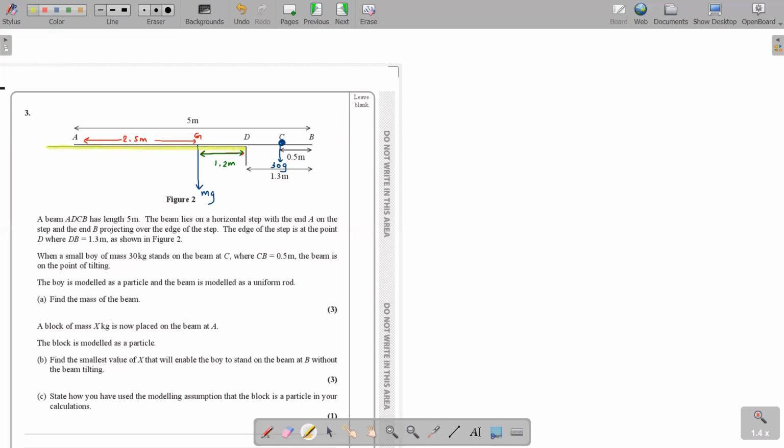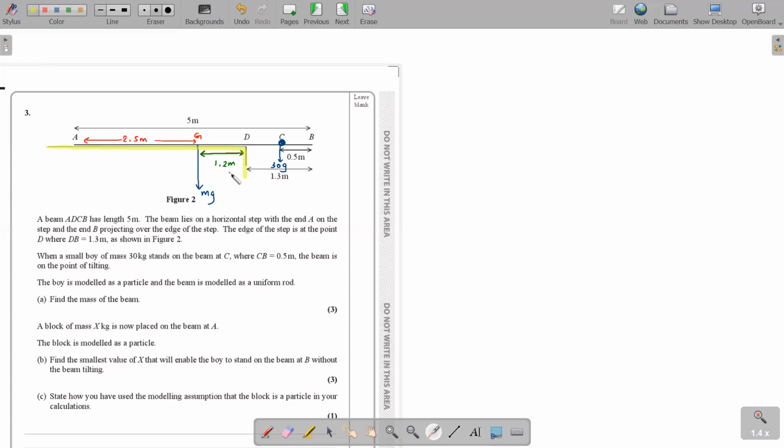So this is the step. Do you see that when this person stands over here, the tilting has to happen around where? It has to happen around D. Right? The tilting has to happen because of this boy's weight. The plank is trying to go down, and that means the other part of the plank tries to go up. Because of the step here, this part of the plank cannot move down. The only direction it can move is up. So when this part of the plank goes up, the other part of the plank goes down, meaning it's tilting around the point D.